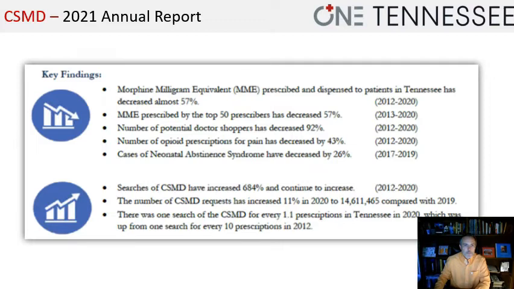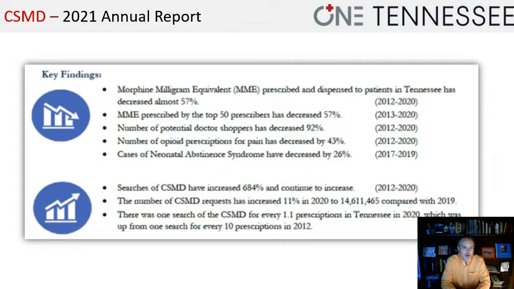So diving into the 2021 annual report for the CSMD, the morphine milligram equivalent prescribed and dispensed to patients in Tennessee has decreased by almost 57%. This is great. The Tennessee Together Act was designed to limit initial exposure to opioid naive patients, so seeing this decline is very promising. The MME prescribed by the top 50 prescribers has decreased 57%. The number of potential doctor shoppers has decreased 92%, and we've discussed that, and that is fabulous. The number of opioid prescriptions for pain has decreased by 43%, and cases of neonatal abstinence syndrome have decreased by 26%. And that's when children or infants are born physically dependent on a substance that their mother was using while they were in utero.